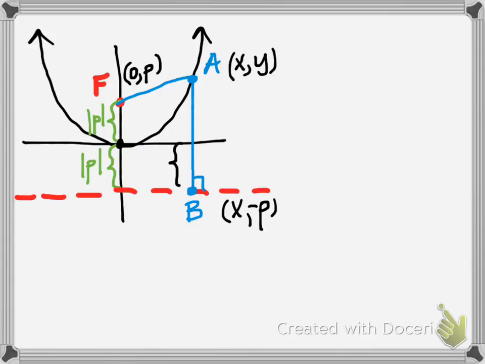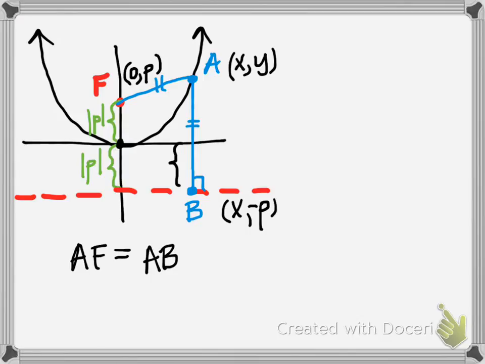Now, as I stated earlier in our definition for a parabola, we know that the distance from point A to F, the focus, must be the same as the distance from point A to the directrix, which would be from point A to point B. So I'm going to label those two line segments as congruent. They have the same length. Therefore, we know the distance from A to F must equal the distance from A to B.